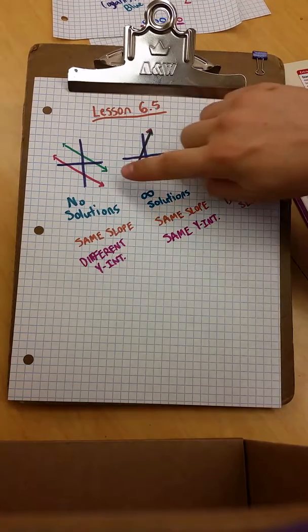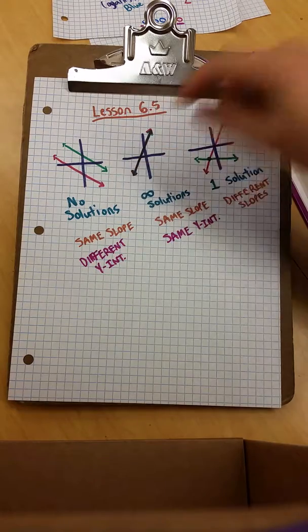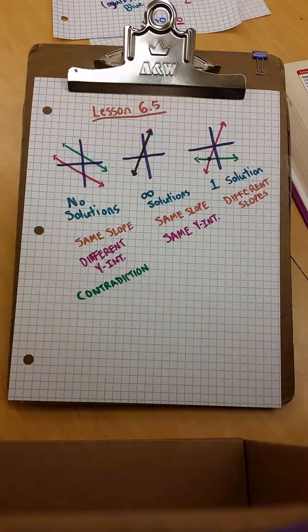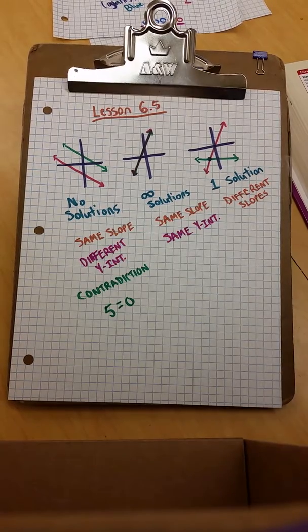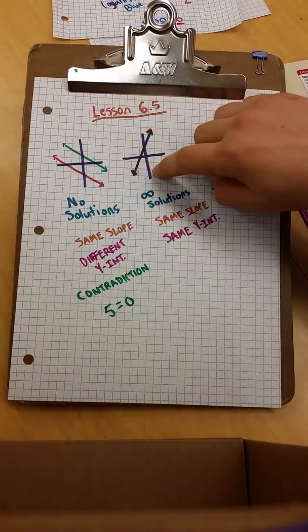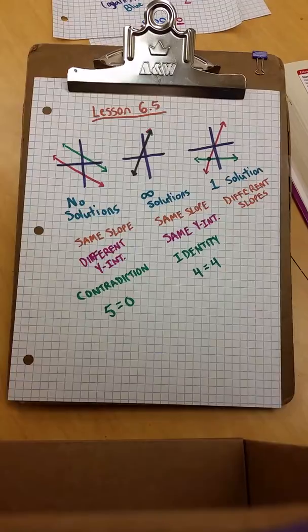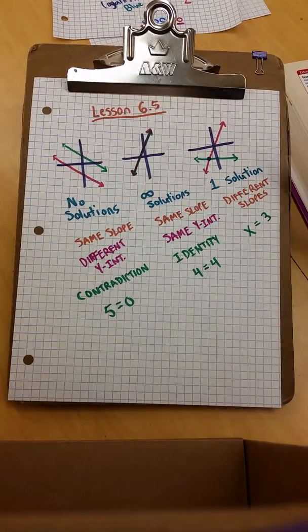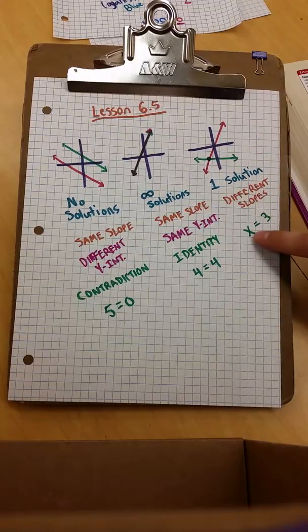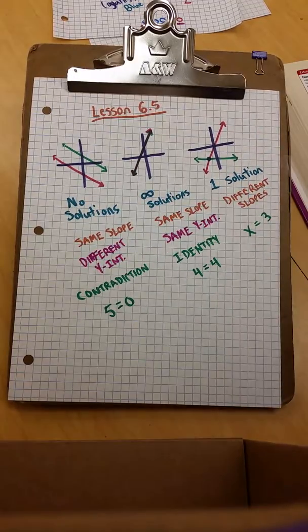If you try to solve a system like this numerically, you will end up with a contradiction, something like 5 equals 0, which is simply not true. If you try to solve the second sort of system using numbers, you'll end up with an identity, something like 4 equals 4, which is always true. We're used to solving the third type of system where we end up getting our variable equaling some number.